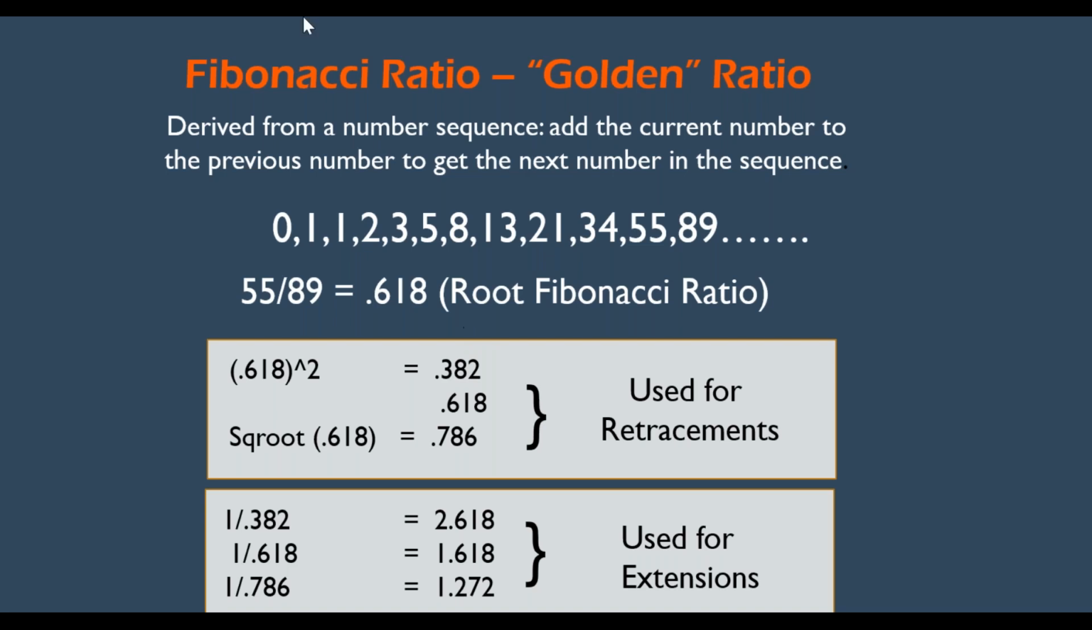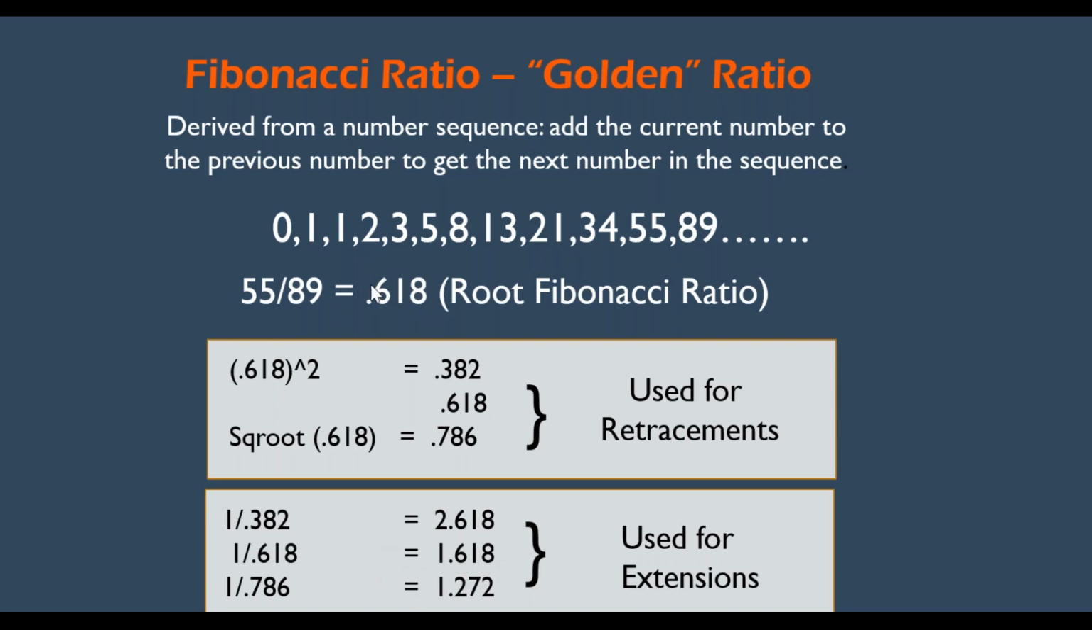Now, mathematicians came along later and they squared this, they took the square root of this, and then they put reciprocals, and this is what we use for the extensions, the 127, the 161, and the 261. I like the 127. It hits there more often. It gives you nice profit points. The only time I will take a trade a little bit longer than the 127 is if it blows right through there, and then I'll look for it to go to the 161.